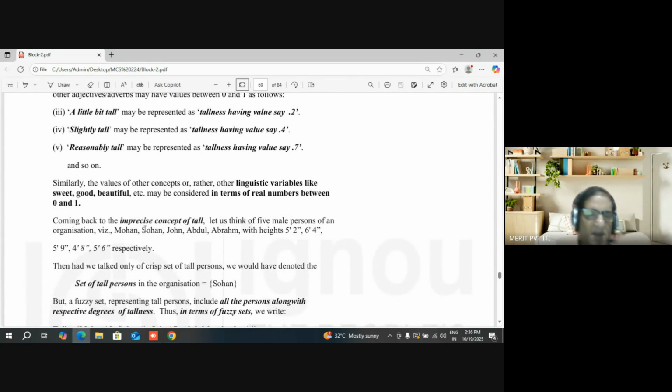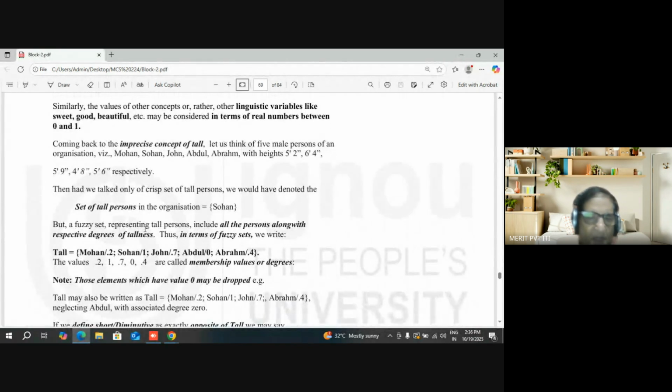As I explained, someone who is 6 feet can be 0.8589, something like that. So let us say tall person in the organization: Mohan is 0.2, he is a little tall. Sohan is 1, John is 0.7, Abdul is 0, Abraham is 0.4.